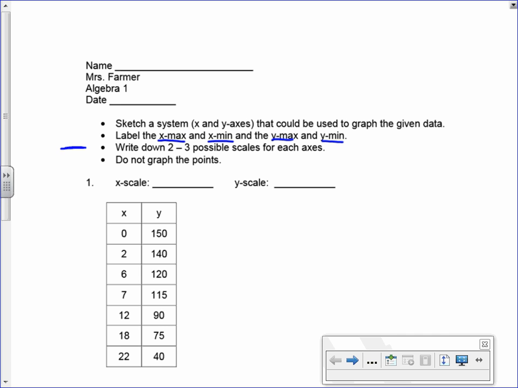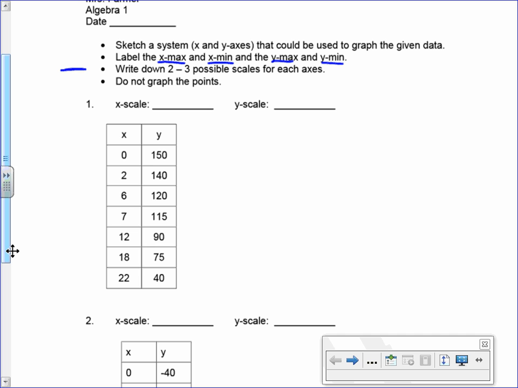Like if I'm going from 0 to 10, what scale would you probably use? 1. Maybe 2, maybe, if you have a little bitty tiny piece of graph paper. But if I'm going from 0 to 100, are you going to want to count by ones? No. You're going to want to think about some possibilities of what I want to count by. And you're going to be guided by the data and also by how big you want your graph paper to be. Okay, so you ready?